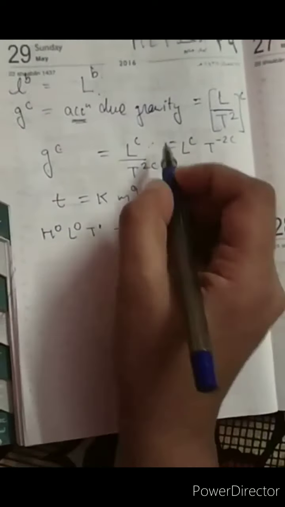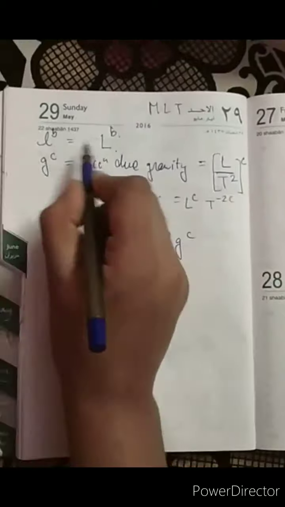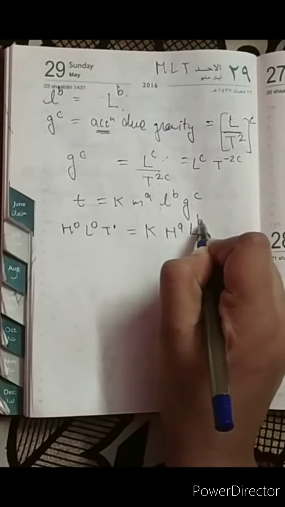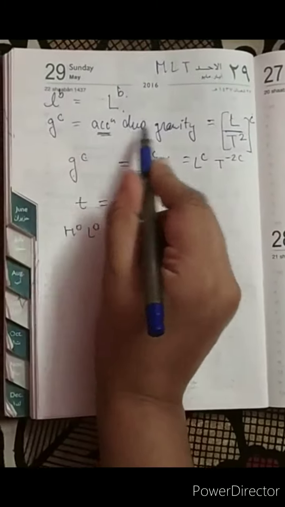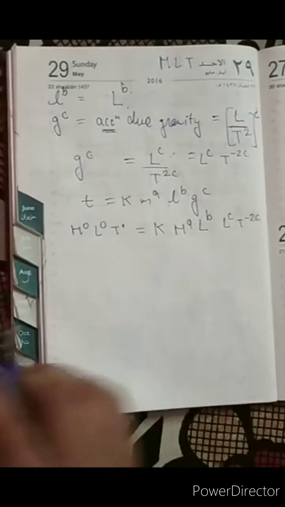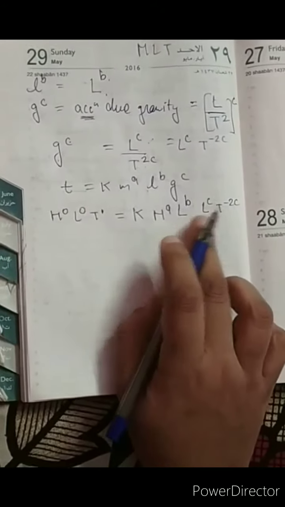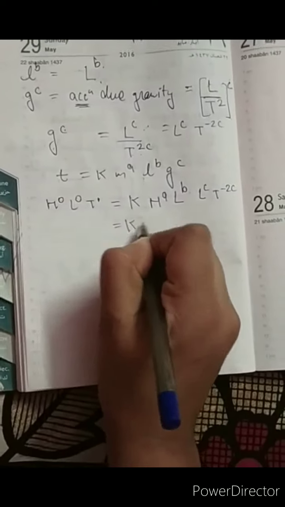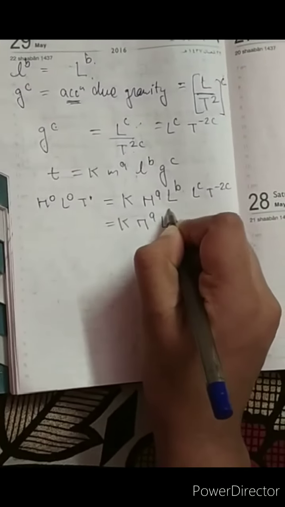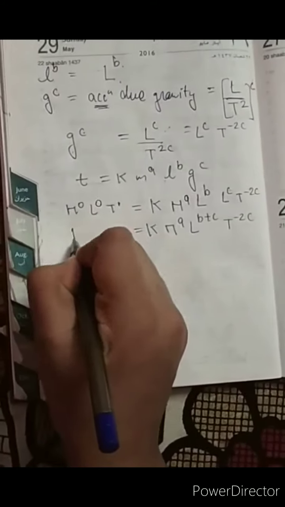How can I write K? K is just my constant. m^a, mass, is equal to capital M to the power a. What about l? l is equal to L to the power b, and g can be written as L^c T to the power minus 2c. Okay, fine. Now look, can I write it like K M to the power a, L to the power b plus c? Same base, so the powers can be added.